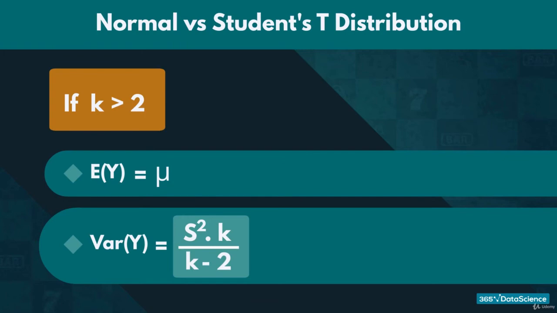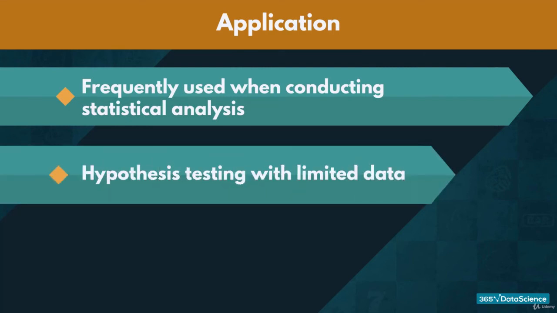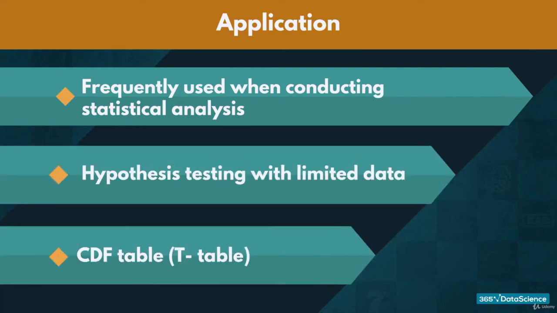Overall, the student's t-distribution is frequently used when conducting statistical analysis. It plays a major role when we want to do hypothesis testing with limited data, since we also have a table summarizing the most important values of its CDF.